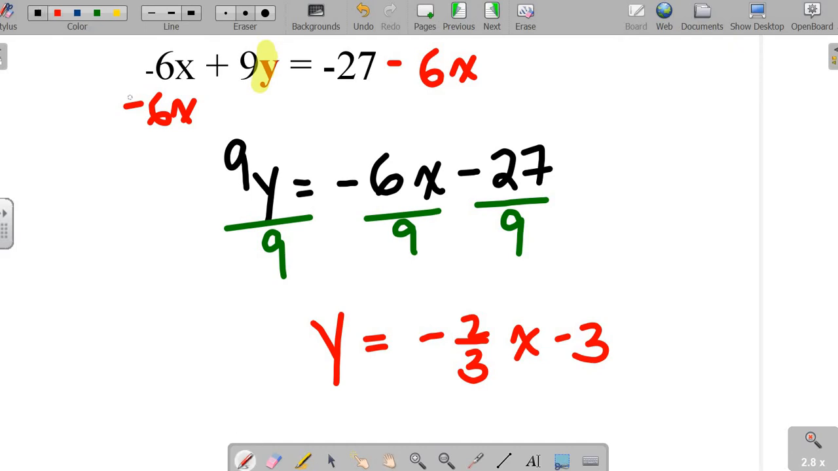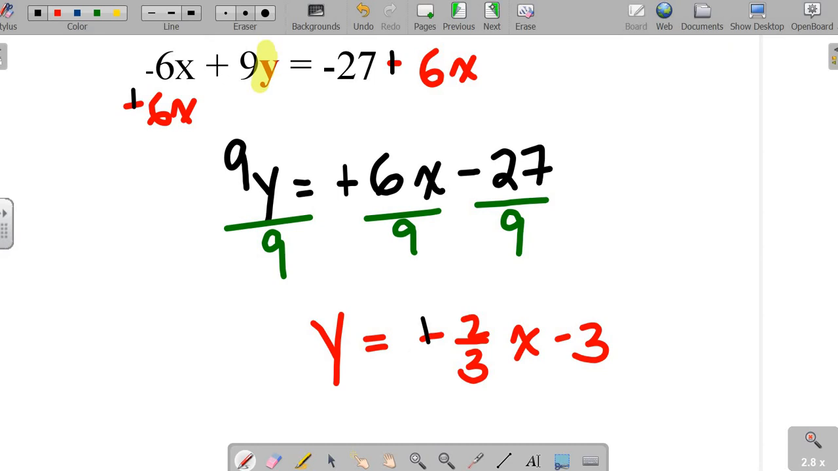I made a mistake here. Let me fix it. That is a positive, positive. That's positive, which makes that positive. So word to the wise, check your signs. So you should have positive 2/3 x minus 3.